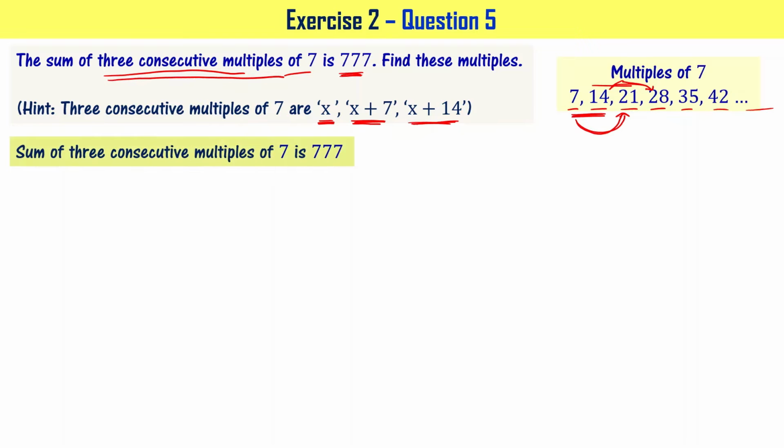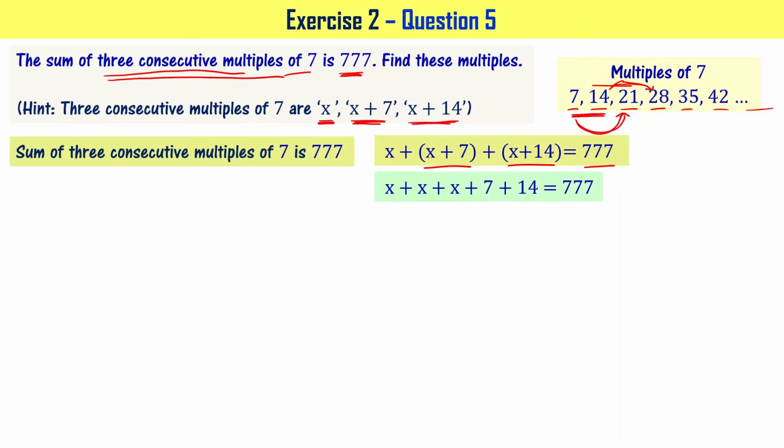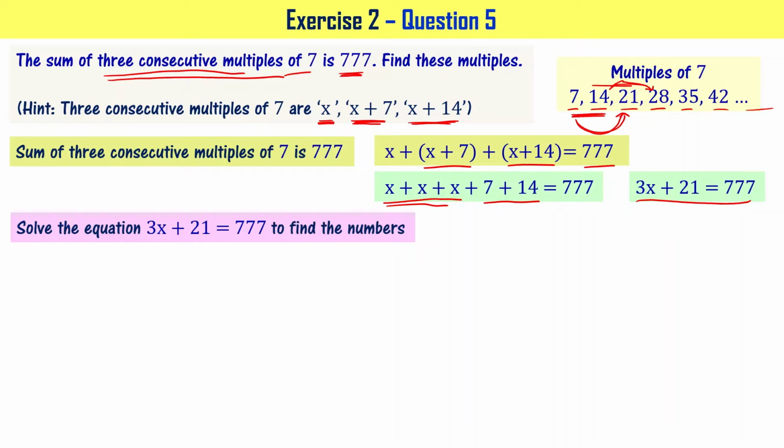Let me write that. x plus x plus 7 plus x plus 14 equal to 777. Let me rearrange this equation such that I can write it as x plus x plus x plus 7 plus 14, that is equal to 777, right? Now I can write it as 3x plus 21 equal to 777. Now this is the linear equation in one variable, right? Let us solve this equation to find the number. Meaning we want to find the value of x by solving this. Once we solve this, we know the second number, that is x plus 7, and the next number is going to be x plus 14, right?